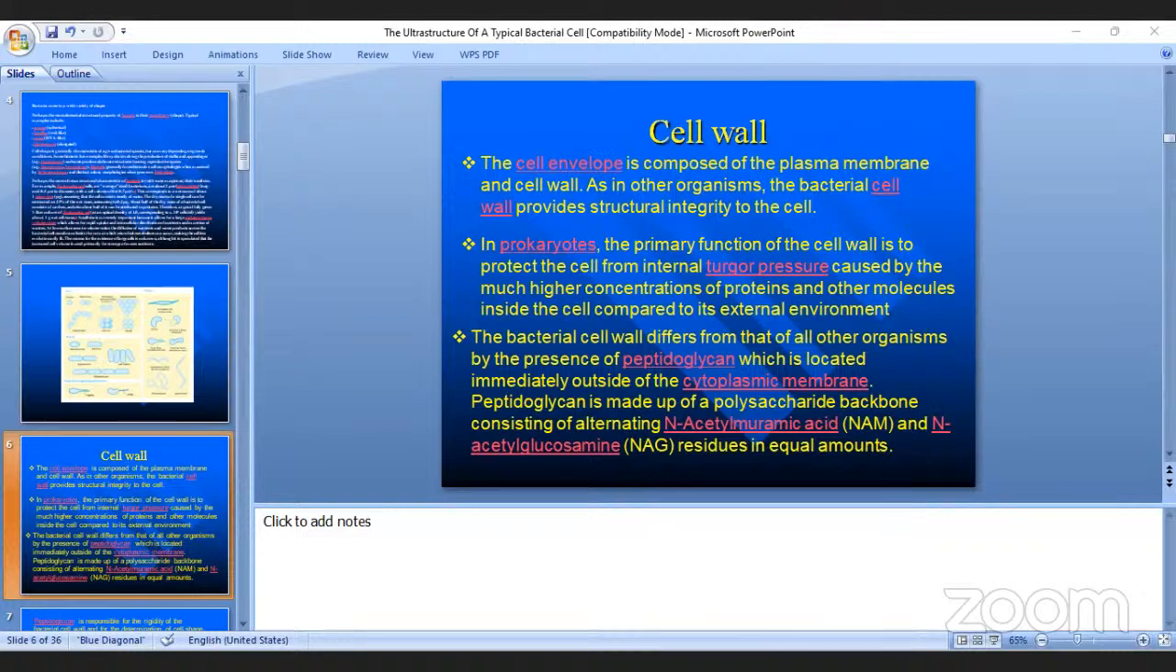So this is about the peptidoglycan chemical. Actually, in plants the cell wall is made of cellulose, but instead of cellulose, here peptidoglycan is present. The peptidoglycan is made up of polysaccharide, muramic acid, and glucosamine. So this is about the cell wall and cell wall components.